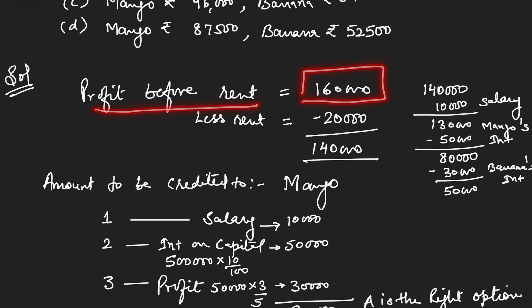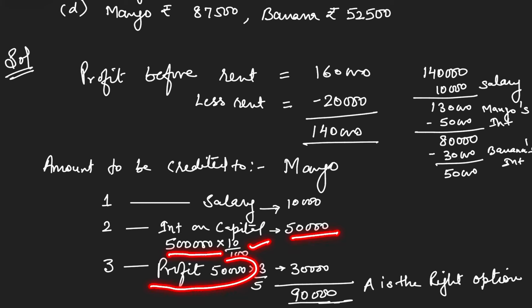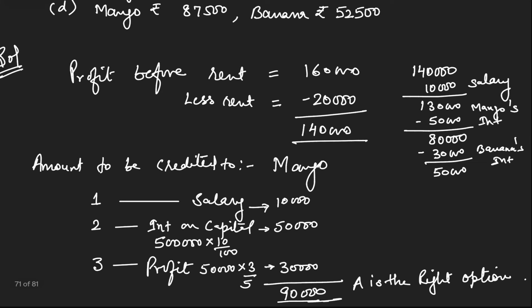So first of all, the profit before rent is given 1,60,000. Out of that we are subtracting the rent, that is 20,000. Now we are left with rupees 1,40,000. Now the amount to be credited to Mango is first the salary rupees 10,000, interest on capital to be calculated at 5 lakh at the rate 10%, so that is 50,000. Profit 50,000 multiplied by 3 by 5.